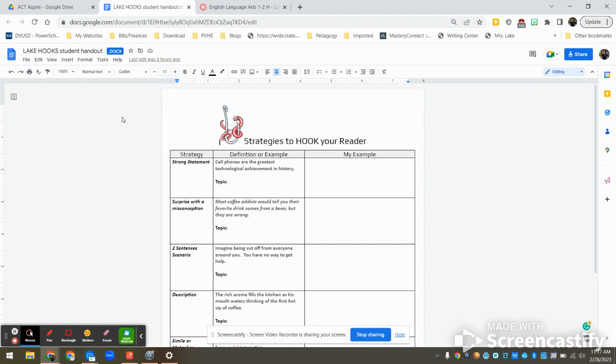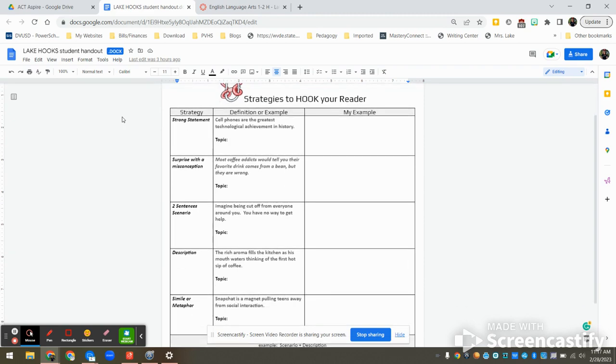When you take the ACT Aspire, you're going to get a topic. The topic is typically going to address an issue that you will need to analyze and explain, but not necessarily that you need to argue or persuade. So we're going to look at these different strategies for hooking your reader, and then you guys are going to do some examples on your own. Strategy number one is to create a strong statement.